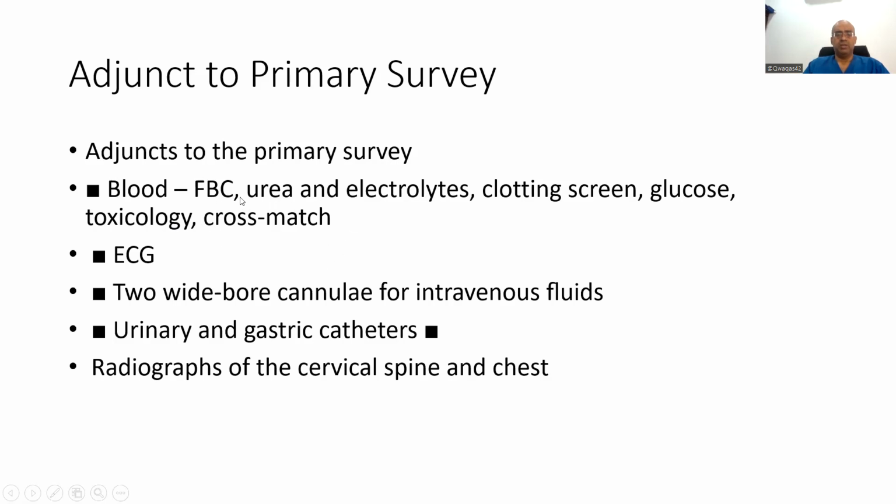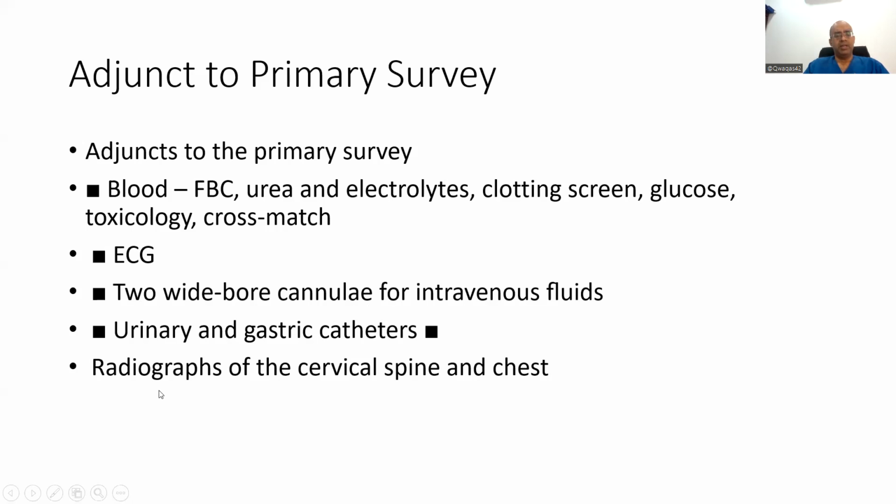Because most of these patients, if they have shock, it is a hemorrhagic shock, and the treatment of hemorrhagic shock is blood transfusion. So initially, the fluids are given, and then the blood is arranged and it is transfused accordingly. Similarly, ECG of the patient is done, and for circulation, 2 wide-bore IV lines, we have discussed that. A urinary catheter is passed to maintain the urine output. A gastric catheter, if the patient is unconscious, you can pass, because otherwise the patient can aspirate if the patient has a full stomach.